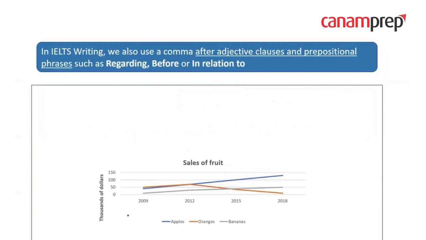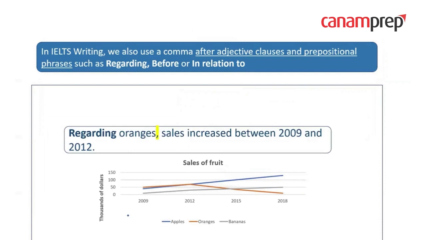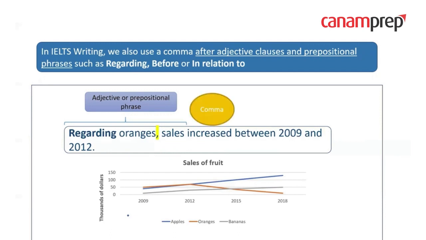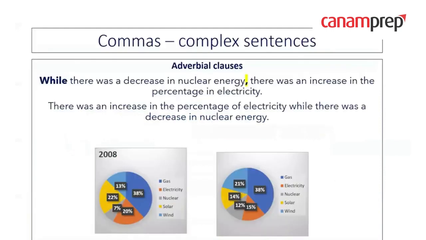In IELTS writing, we also use a comma after adjective clauses and prepositional phrases such as regarding, before, or in relation to. So for example, regarding oranges, comma, space, sales increased between 2009 and 2012. So our prepositional phrase comes at the beginning, in this case, and then we place our comma after, and that is followed by the main clause. So make sure to leave that space after the comma.